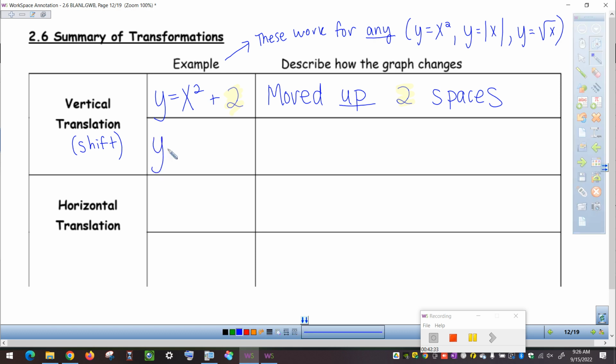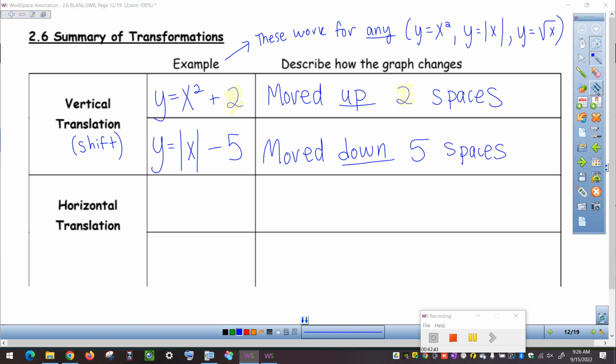Let's do an example of something shifting down. Maybe we have something like the absolute value of x, and then we have a -5 on the end. So the description there is that this one moved down 5 spaces. But again, we could replace that 5 with whatever actual number we had at the end. So think of it as like a fill in the blank. It's just moving down however many spaces, matching the number in the equation.